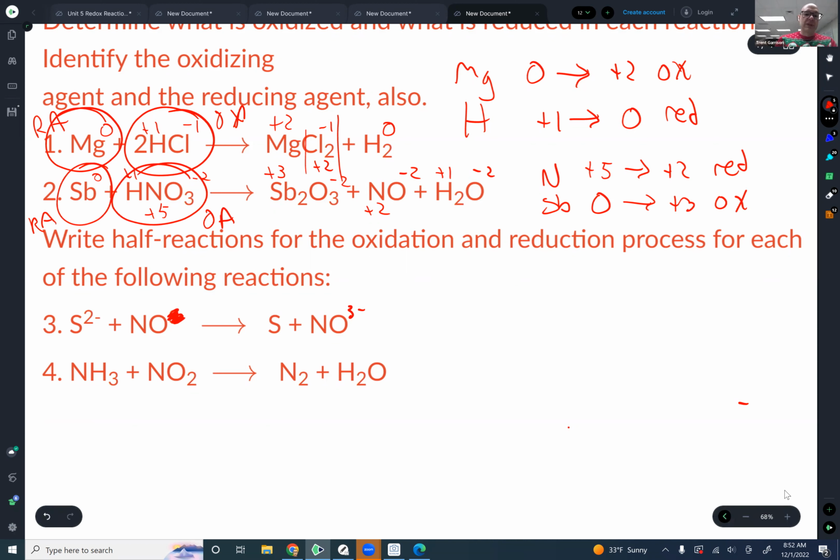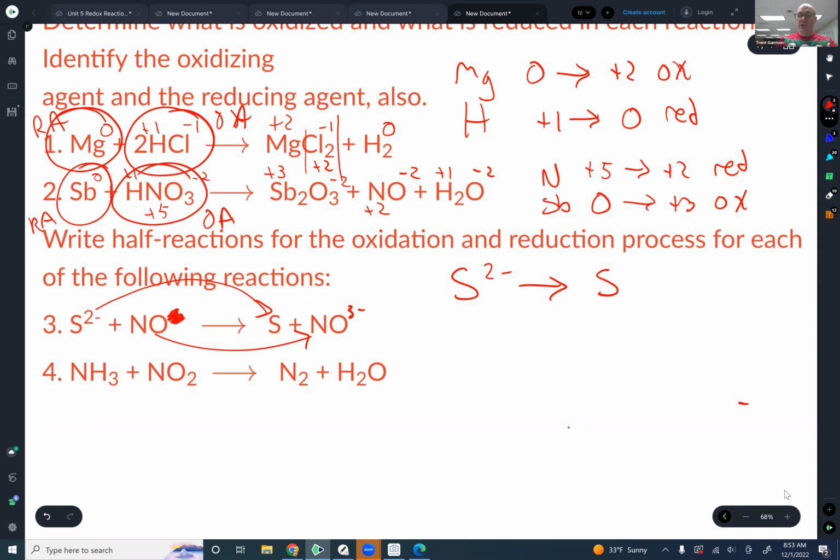Okay. Moving down to the half reactions. So I've got to split this up. You can clearly see the sulfur is going to be one material and the nitrates are going to be the other material, the nitrogen oxides. So I'm going to write these as 2 half reactions. Then I'll try and identify which is which.